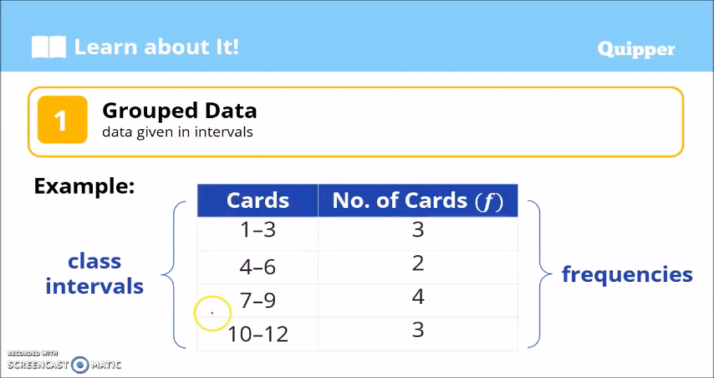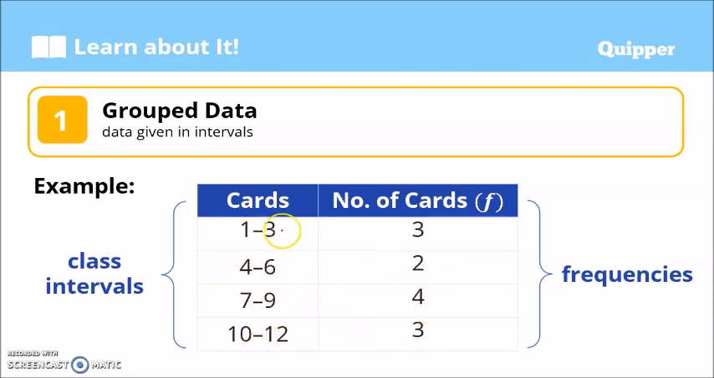So, meron na siyang class intervals na ganito. So, hindi na siya yung raw data na paisa-isa binibigay yung exact value. So, this is an example of a group data wherein meron na tayong class intervals. So, 1, 2, 3, this is the number of cards or tinatawag na frequency. Okay? 1 to 3 is 3. 4 to 6 is 2. 7 to 9, 4. 10 to 12, 3.